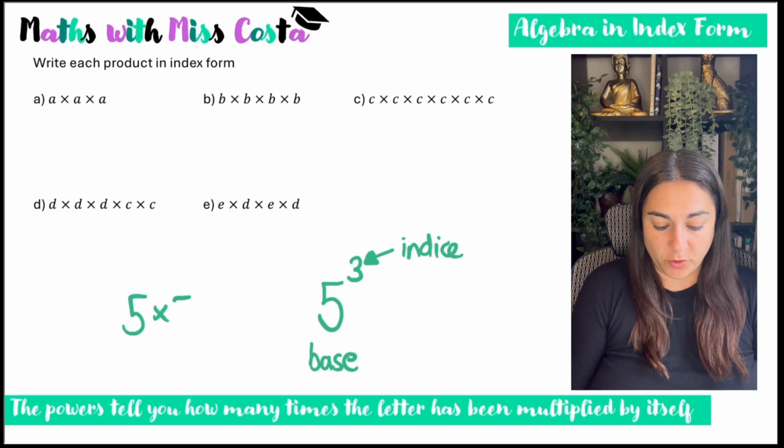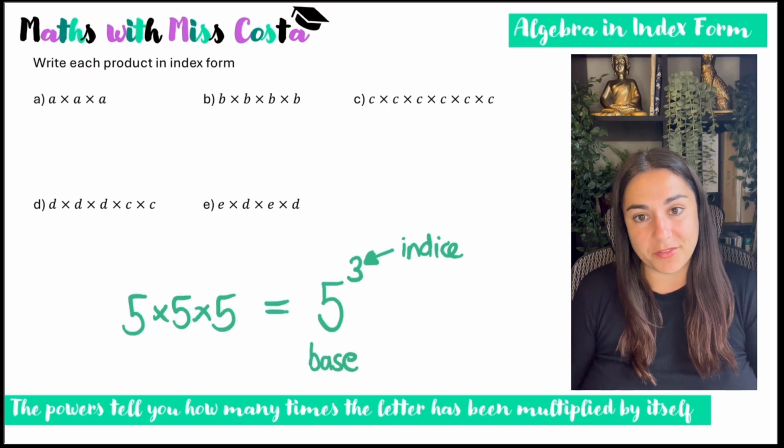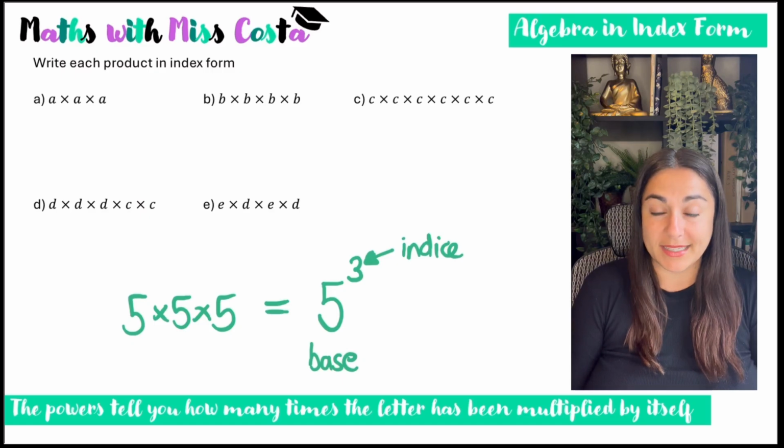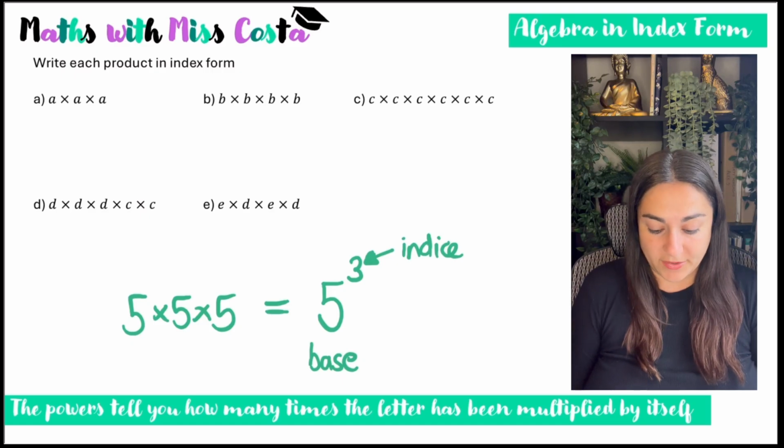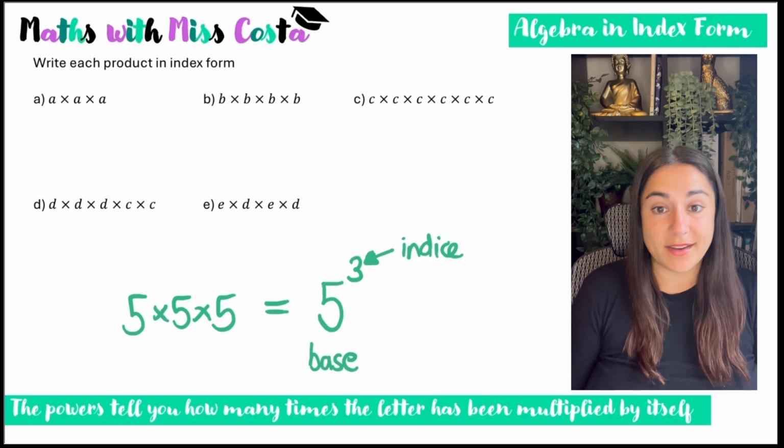All that means is if I've got 5 times 5 times 5, I can simplify that by writing it as 5 to the power of 3, because 5 is being multiplied by itself 3 times. And that's all I do. And I'm going to apply the same logic for algebra.